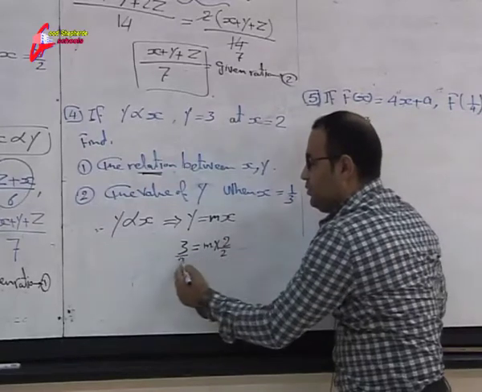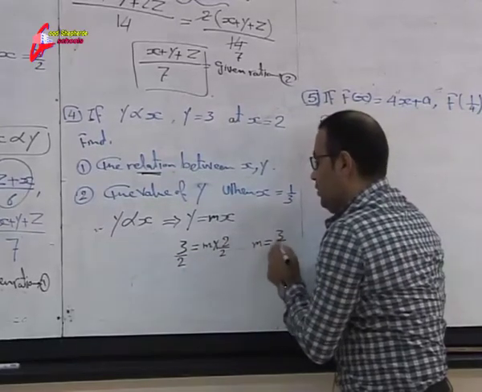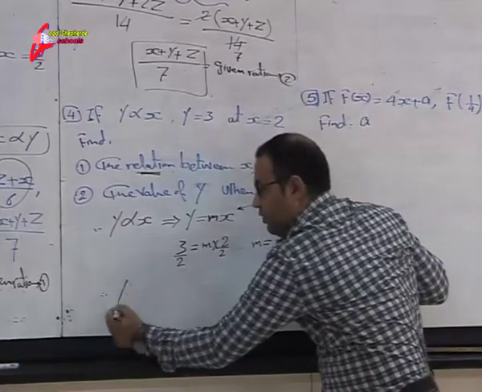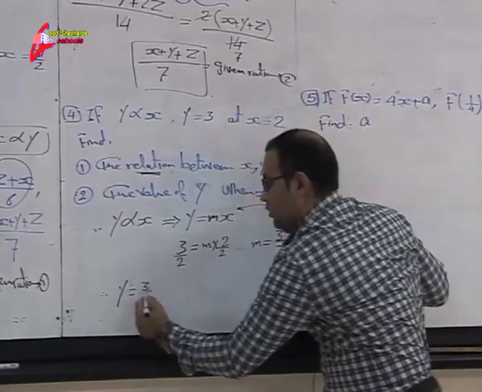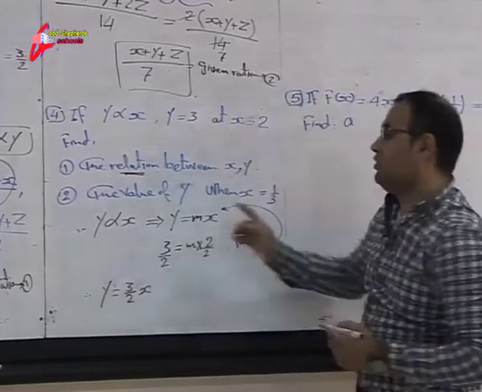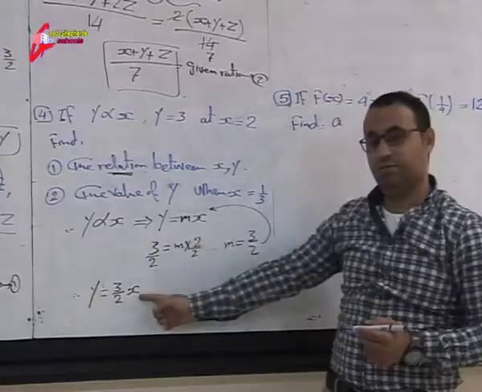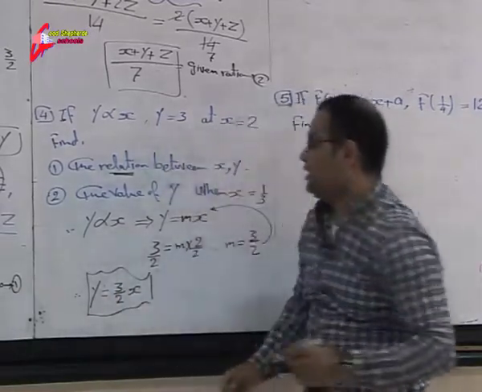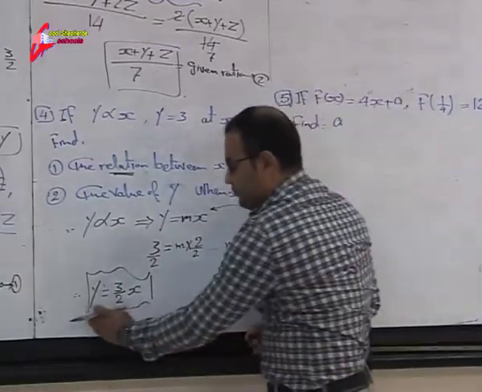Divide by 2, so m equals 3 over 2. Put it there. So the relation is y equals 3 over 2 x. This is the relation between x and y.